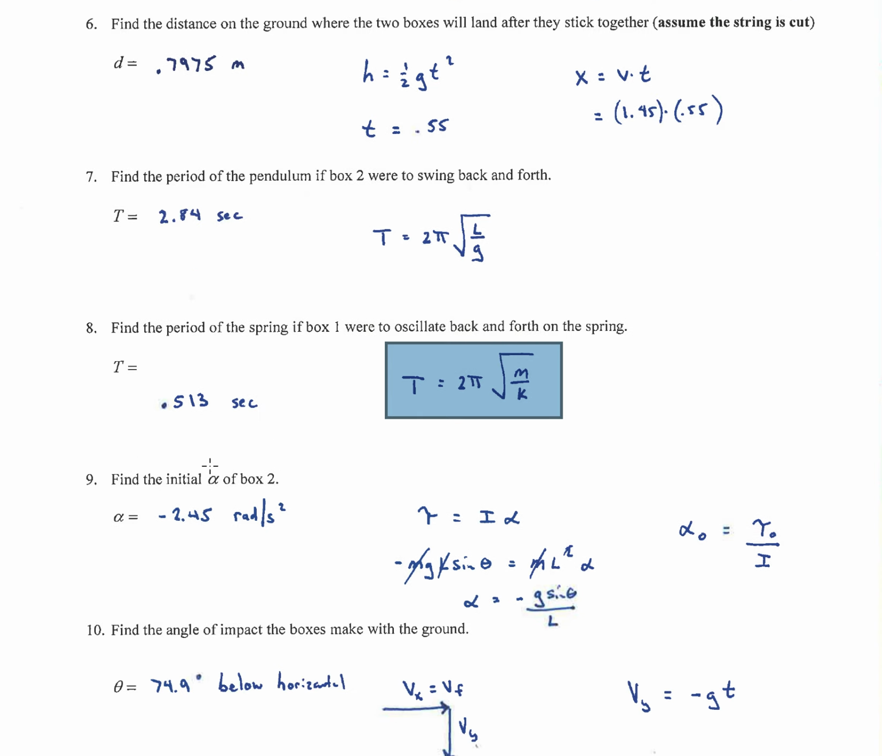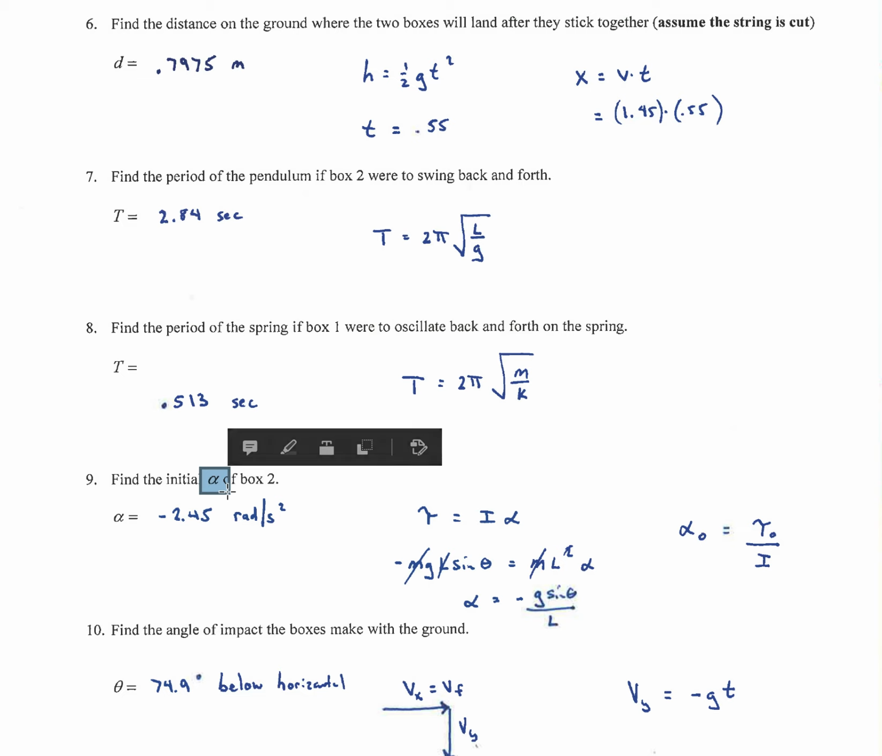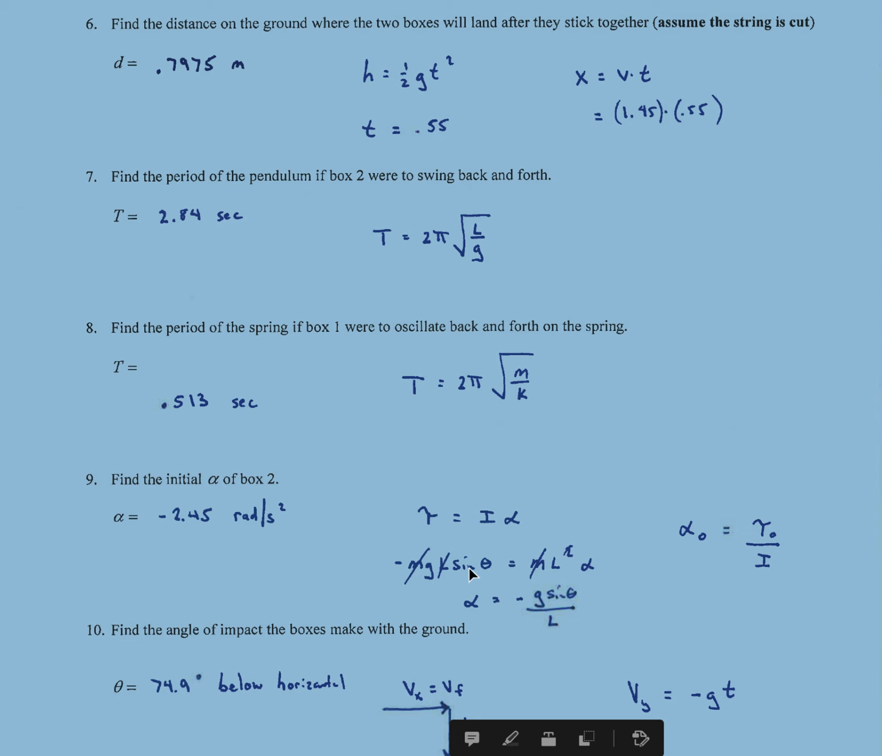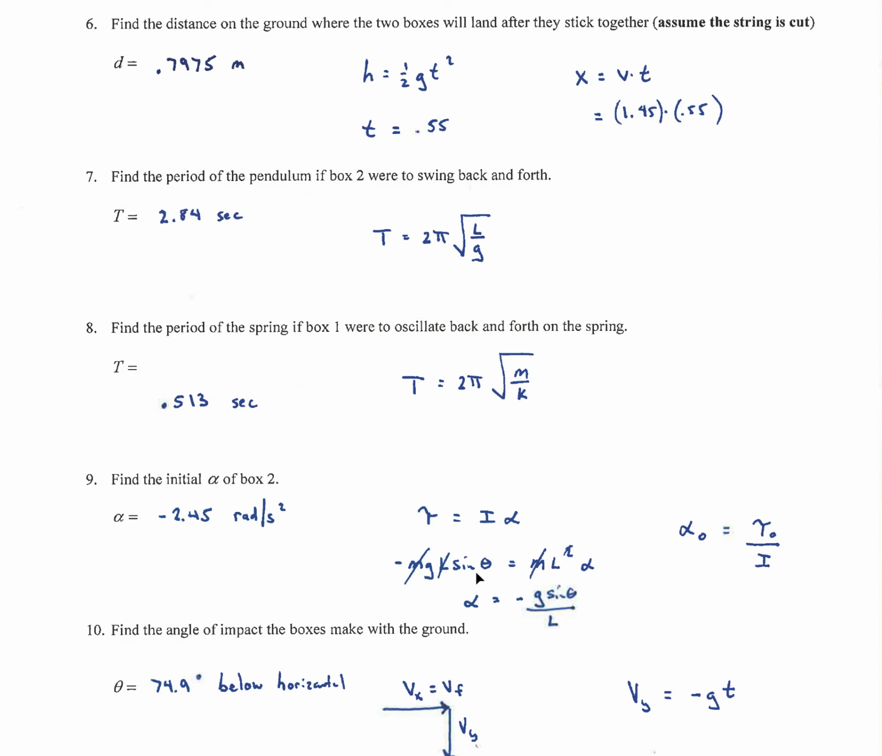Find the initial alpha. Anytime you want to find alpha, you know you need to analyze torques. Torque equals I alpha. The torque, again, draw the force. The force on this thing is gravity. The lever arm is L, and the sine of the angle between them. And we just plug in I for a point particle, which is m r squared, where r is L, and then we can find alpha. And then you just plug in numbers there.